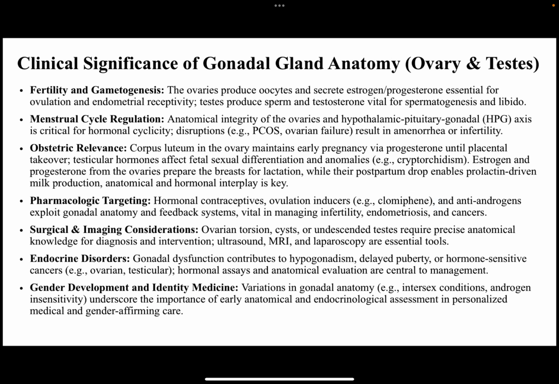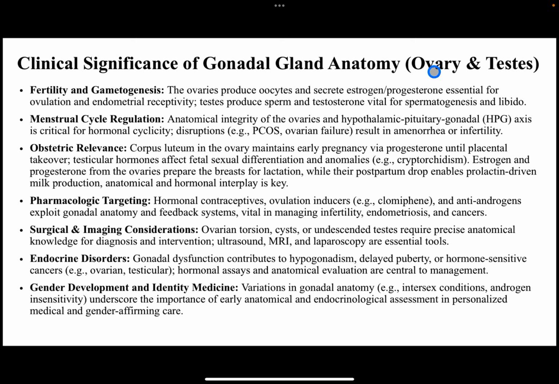Okay, now let's look at the clinical significance of the gonadal gland anatomy. Why is it important for you to understand the gonads? It's important as a health professional, a nurse or a midwife. It will enhance your understanding of fertility issues and gametogenesis, because, for example, the ovaries produce oocytes and also play a role in the secretion of estrogen and progesterone.